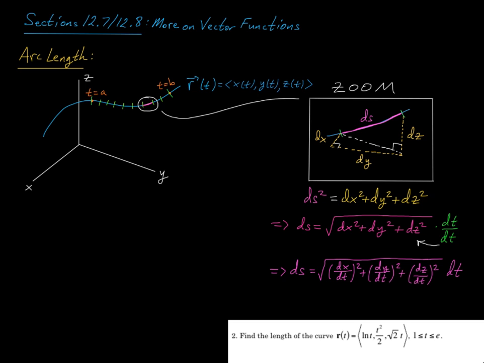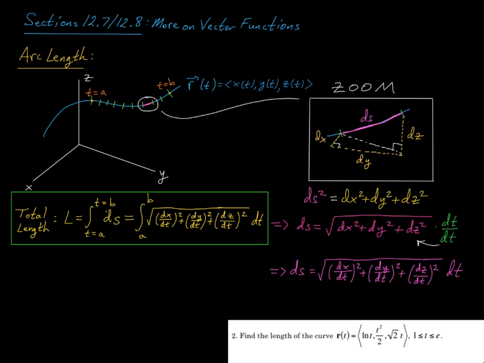Okay, so now this leads us to the following result. To find the total length of this arc, I want to sum up all of these differential changes in arc length. The way you sum up on the differential level is you integrate. So I'm integrating ds as we let t vary from a to b, and from this result, this is equal to the integral of the square root of the sum of the squares of these derivatives, and we're integrating with respect to t, and we're letting t vary from a to b.